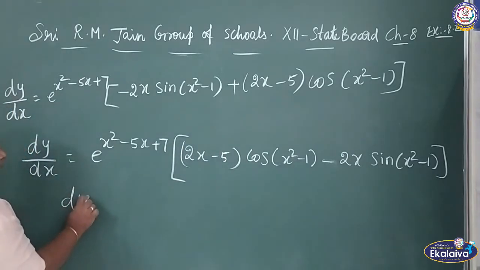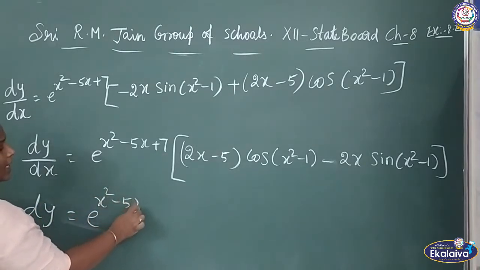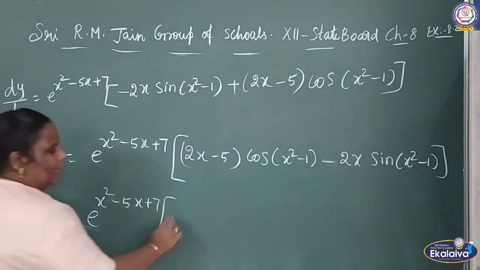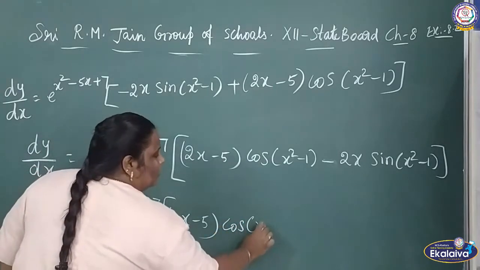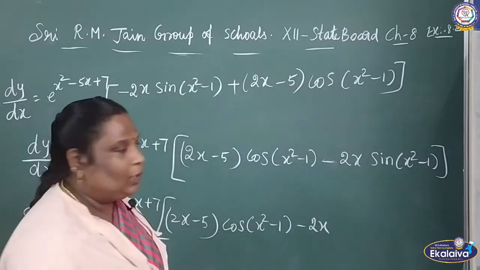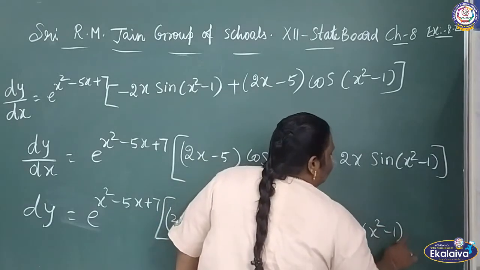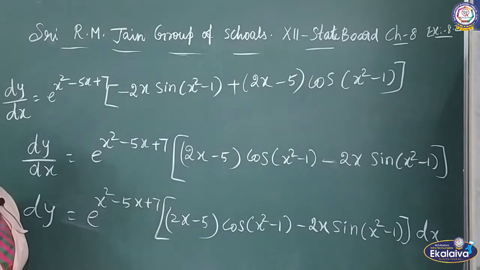So, dy equals e power (x square minus 5x plus 7) into [(2x minus 5) into cos of (x square minus 1) minus 2x into sin of (x square minus 1)] into dx, because we want the value of dy only.